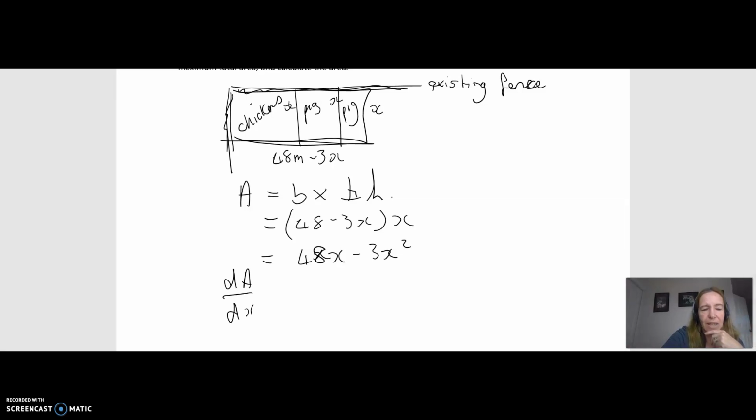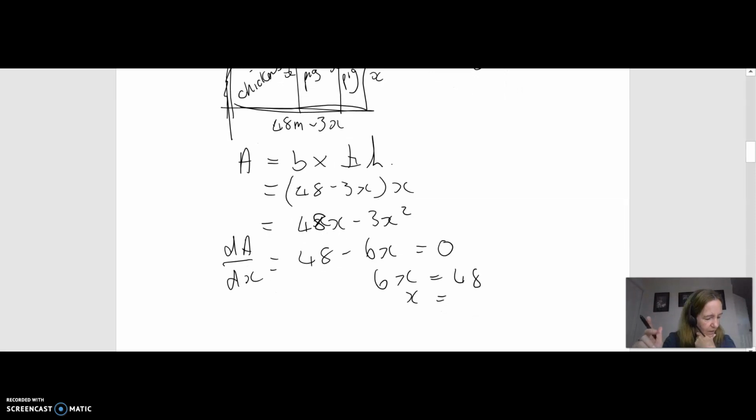So dA/dx is equal to 48 minus 6x, and we are maximizing it, so we're going to let that equal 0. So I get 6x equals 48, and therefore x equals 8. Okay, so I haven't finished because that's just telling me that that's 8 over there.